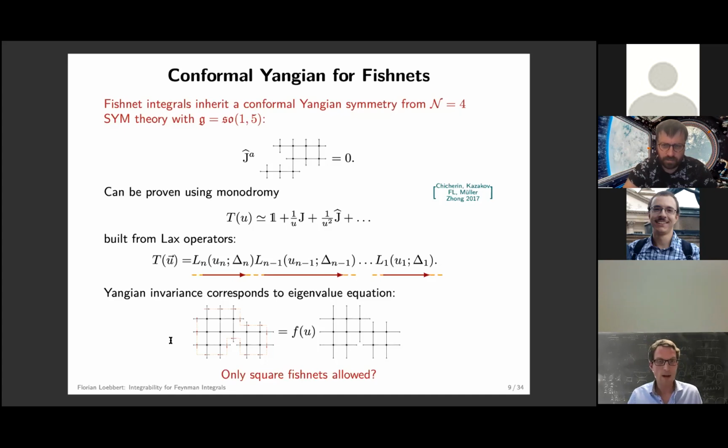So what is the auxiliary space? How many components does it have? I mean, the expansion of the monodromy you see here at higher orders gives you all the Yangian generators that annihilate the integral. Yeah. So what remains is only this one at leading order.